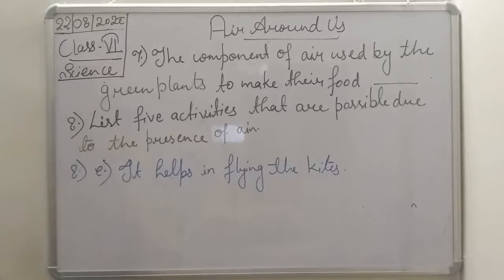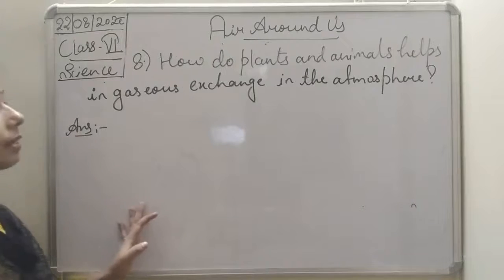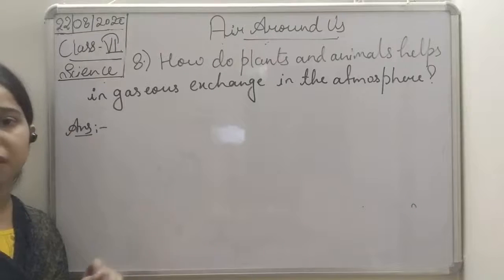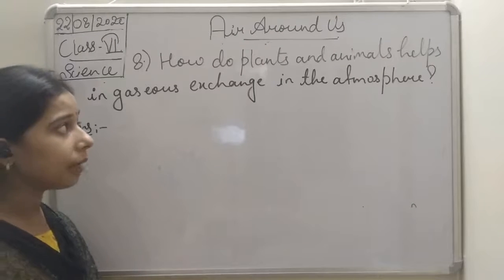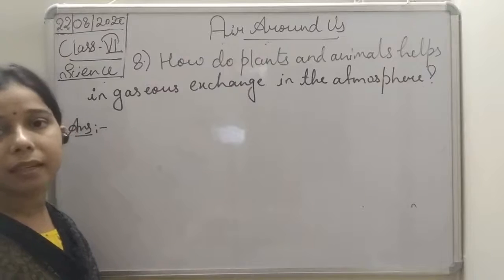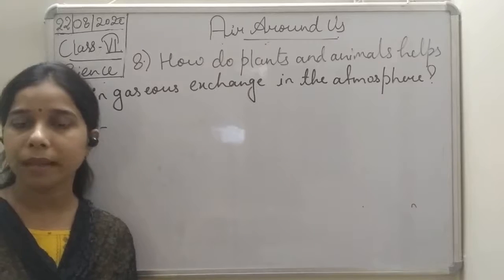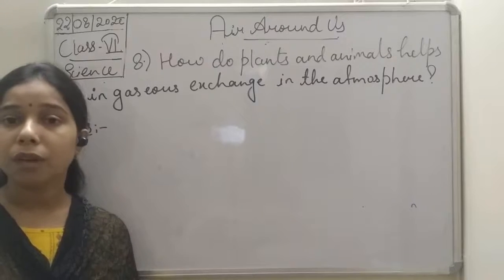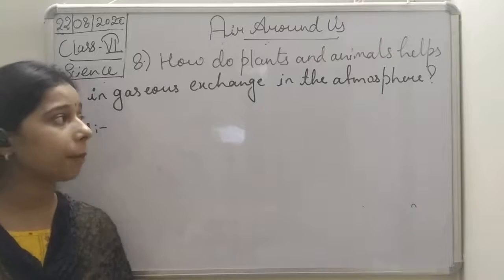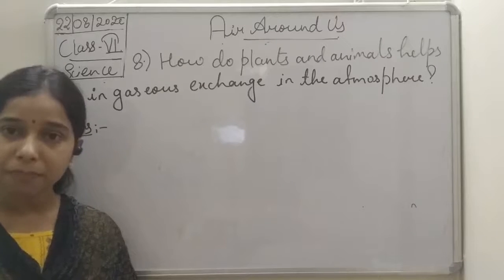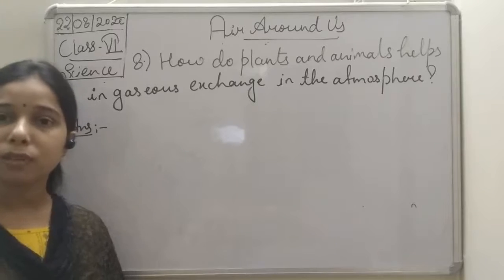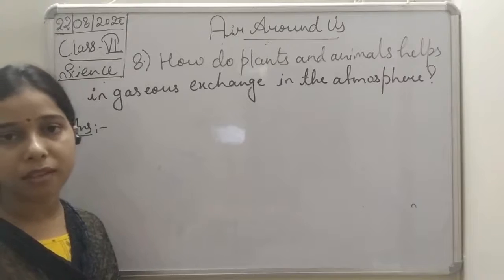Now we will move to the last question of the NCERT. Last question is: how do plants and animals help in the gaseous exchange in the atmosphere, students? So you know that the gaseous exchange is basically talking about the two most important gases, oxygen and carbon dioxide. And you know that the exchange of the gases takes place between the plant and animal. And basically it includes two processes. The first one is photosynthesis, the second one is respiration.